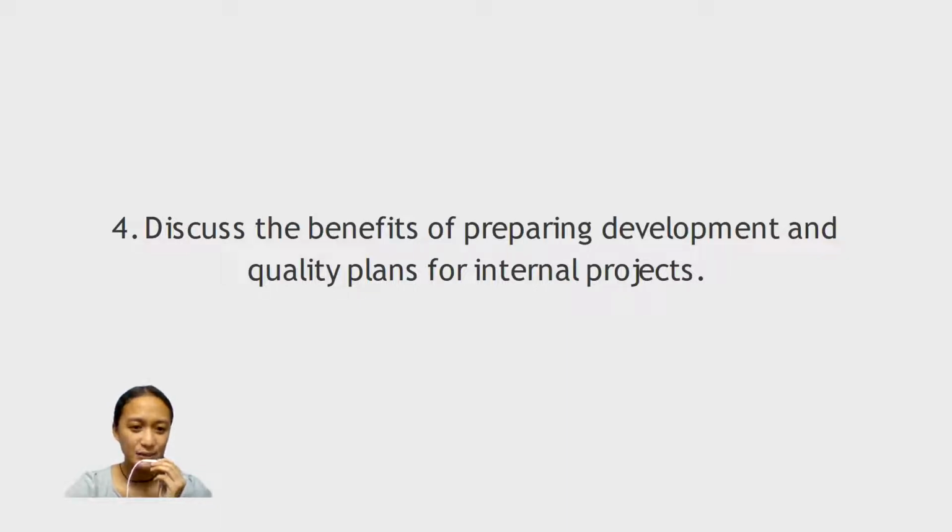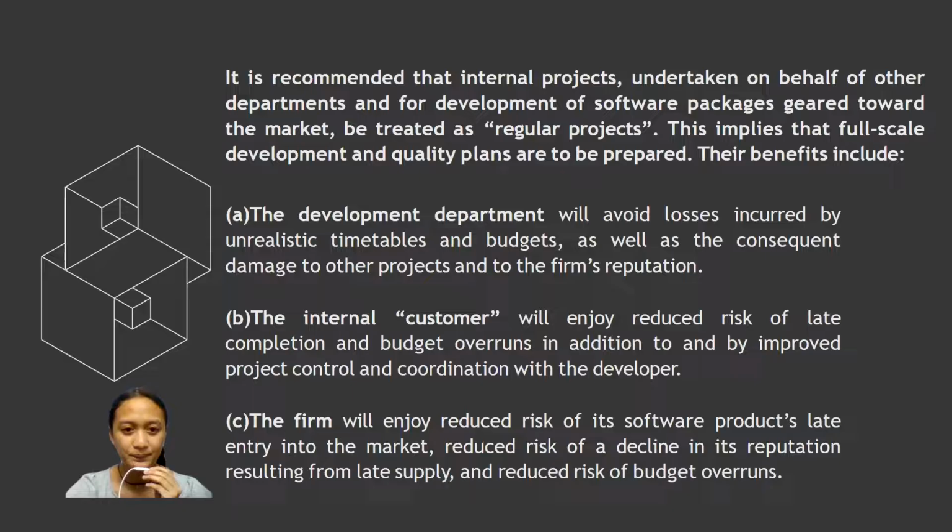Fourth and last question from our chapter 6 of the software quality assurance book is to discuss the benefits of preparing development and quality plans for internal projects. It is recommended that internal projects undertaken on behalf of other departments, and for development of software packages geared towards the market, be treated as regular projects. So this implies that full-scale development and quality plans are to be prepared.